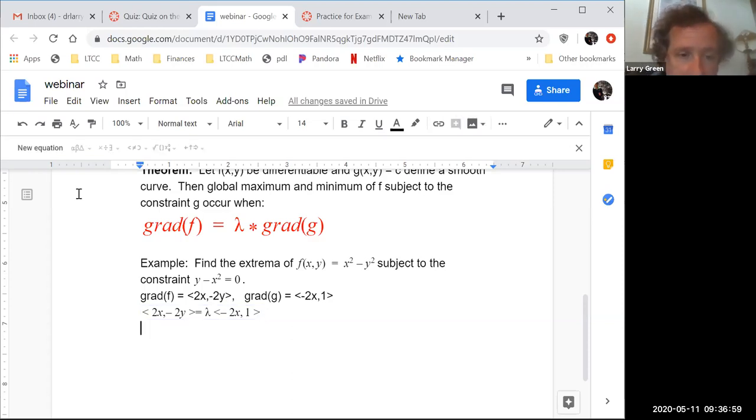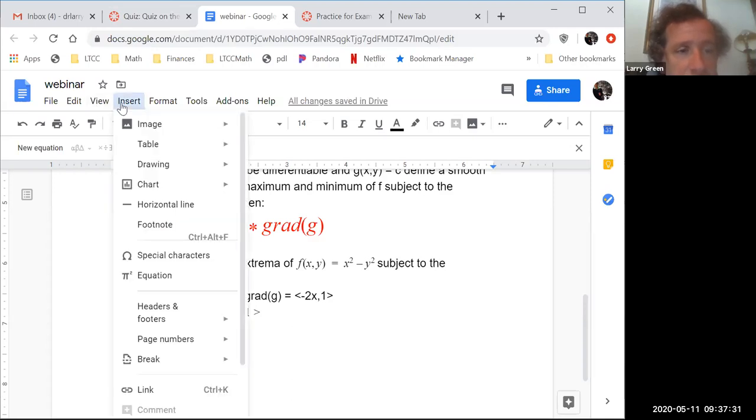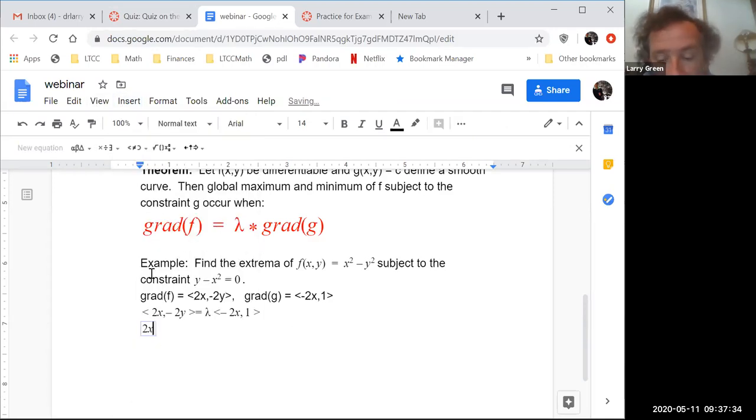Any questions so far? Okay. So what we can do now is put this together in two equations. What's the first equation without vectors? All right, there's a lambda times negative 2x, but it's an equation, so there's an equal. It's 2x equals lambda times negative 2x, or negative lambda times 2x.